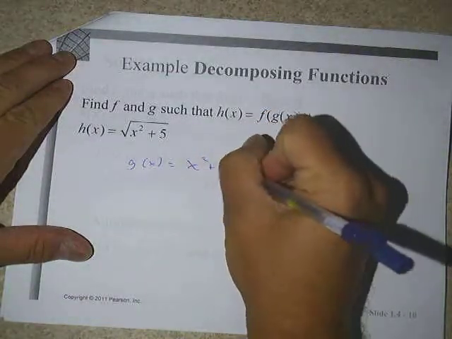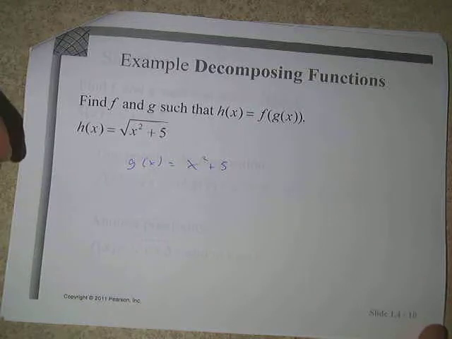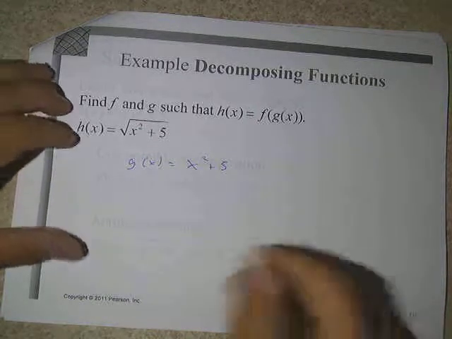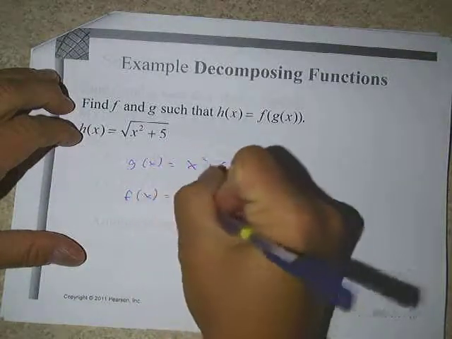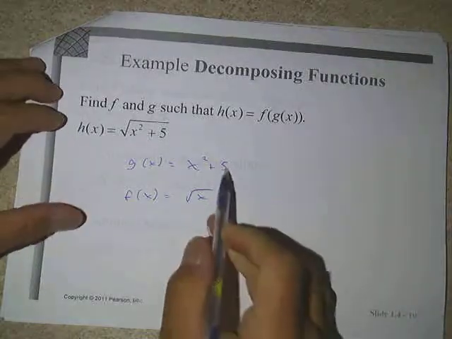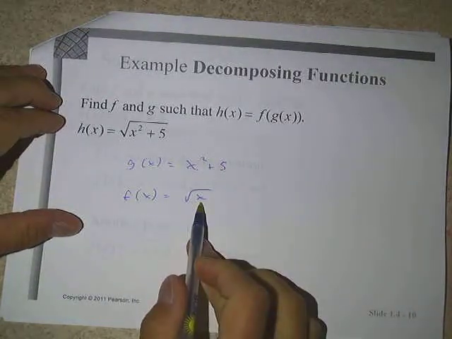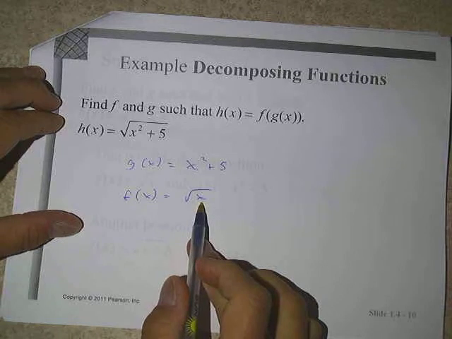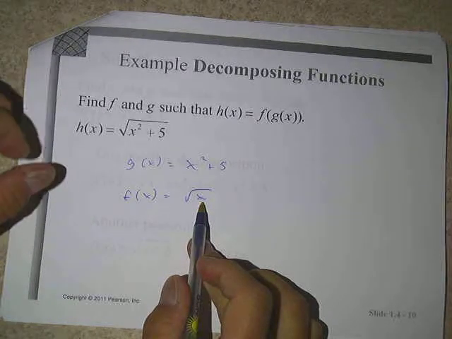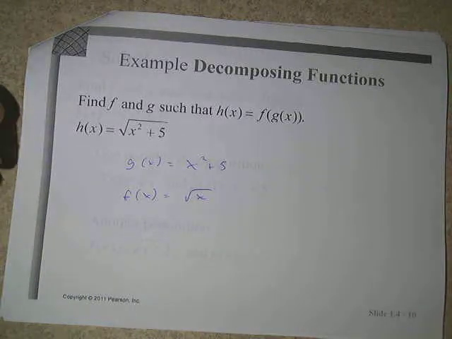So I would write g of x as x squared plus 5, and then I'd write f of x as the square root of x. Because ultimately, if I took that stuff and plugged it in here, wouldn't I be back to what I just started with? All right. Questions?